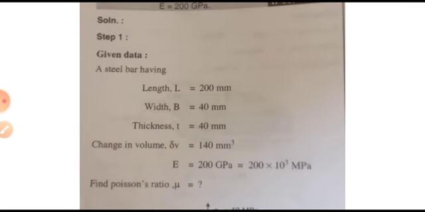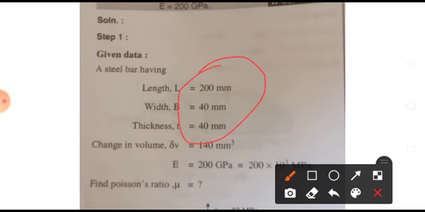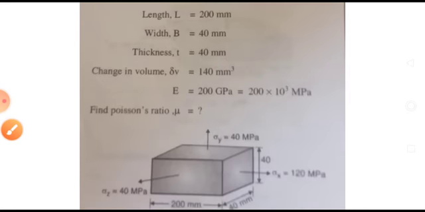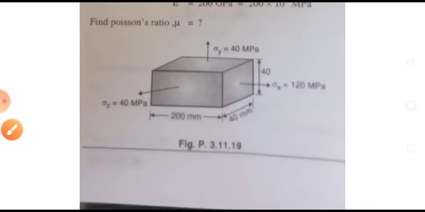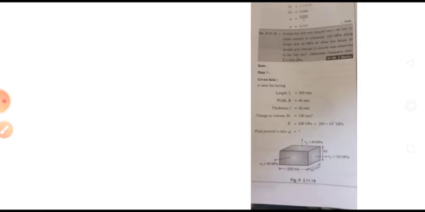So first write down all the data, that is length, thickness, and change in volume. Its original volume is what? The multiplication of these dimensions, 40 into 20. This multiplication will give you the volume. This is the figure. In this way the figure is expressed, and all the stresses are given as tensile.